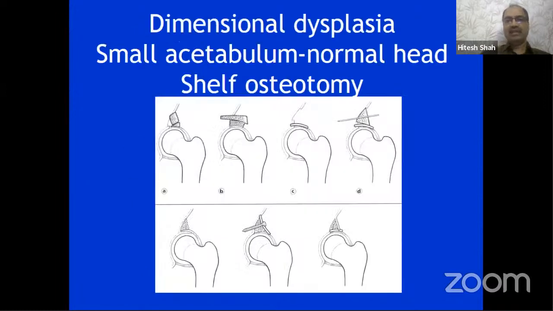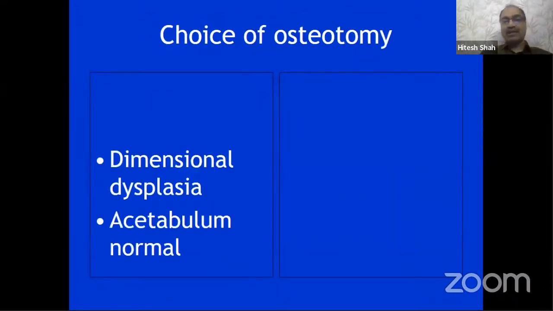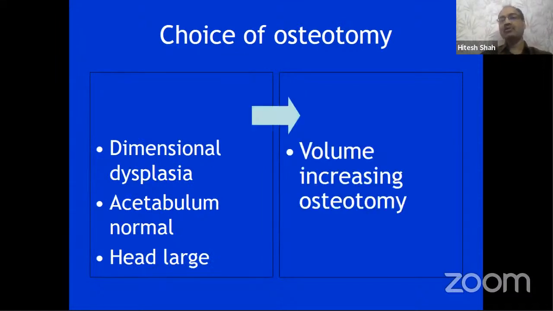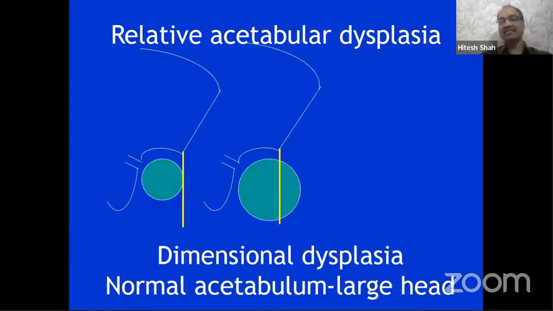There are different types of shelf tectoplasty. I'm not going into detail about the technical aspect. You can fix it or leave it, but we can increase the volume by keeping the graft on the anterolateral aspect. Another aspect, whenever the acetabulum is normal but the femoral head is large, it can behave like a dimensional dysplasia. We can increase the volume by the shelf or Chiari. Like this, if you see the left side, the femoral head and acetabulum are equal in size. If you see the middle figure, the femoral head is large, like in Perthes disease or mild avascular necrosis.